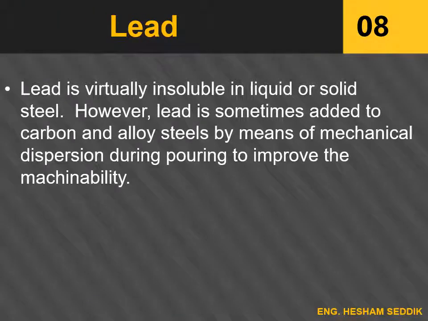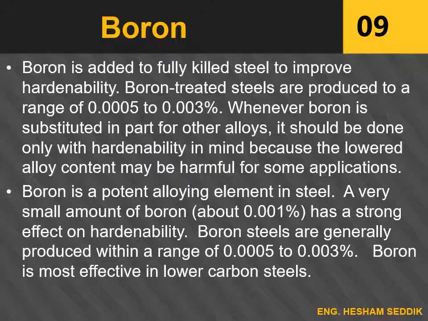Lead: lead is a good element, added to carbon steel or alloy steel by mechanical dispersion during pouring to improve the machinability. Boron is also used to fully kill the steel and improve hardenability, and the range of boron in the steel is 0.0005 to 0.003%.